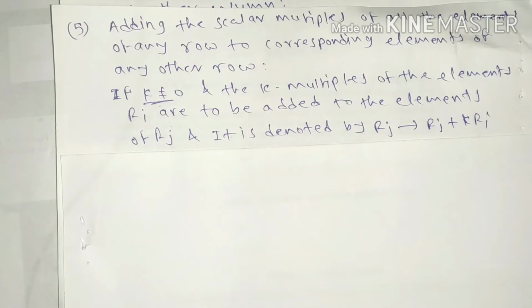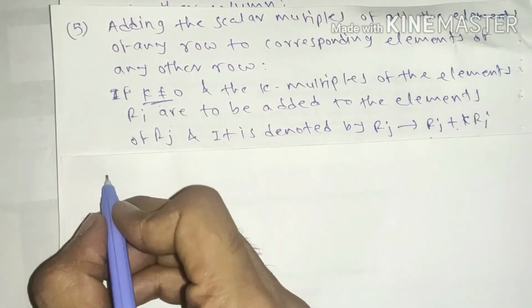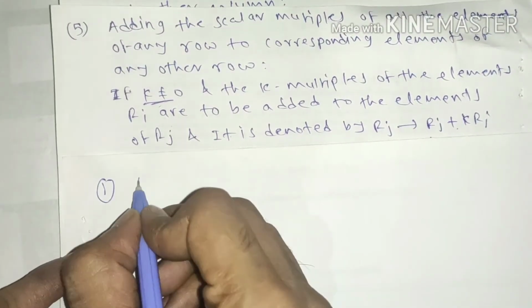So, we will see the next elementary transformation: adding a scalar multiple of all the elements of any row to the corresponding elements of any other row. So, if k is a non-zero scalar and k multiples of the elements of Ri are to be added to the elements of Rj, it is denoted by Rj changes to Rj plus k times Ri. We will see some examples.